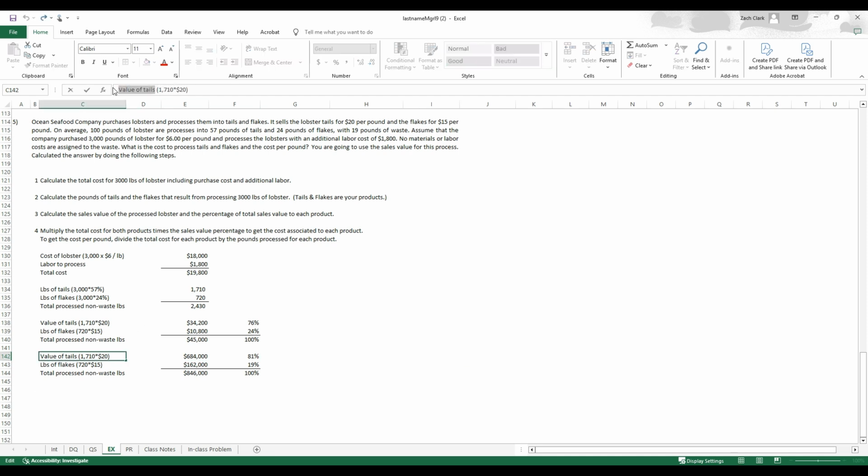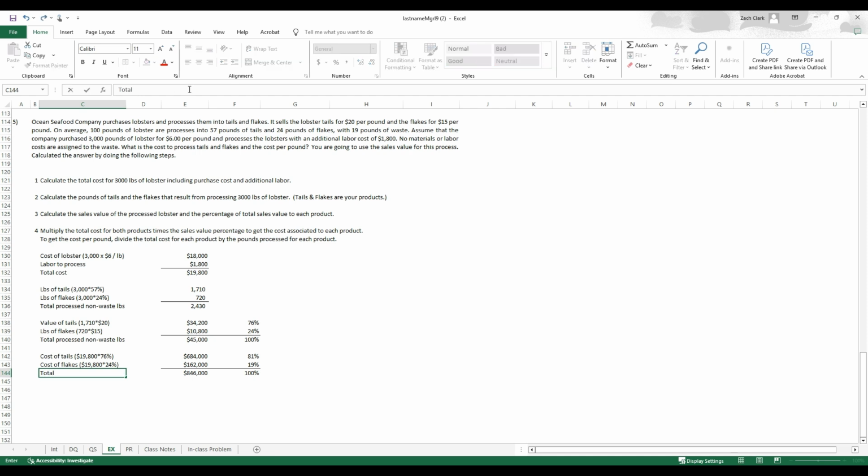So what we're saying there is the cost of tails, again, our total cost was $19,800 times 76%, because that was our sales value. So we're just allocating the cost out based on the sales percentage. And this one's the cost of flakes. Again, that was 24% from above.